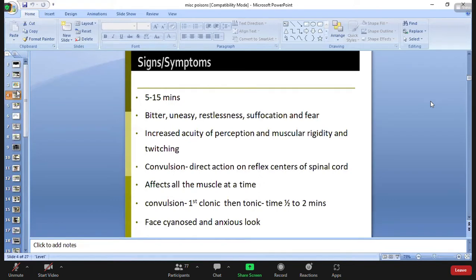There is direct action on the reflex centers of the spinal cord. Since it acts on the spinal cord, it causes convulsions that affect all the muscles at the same time. Convulsions are first clonic, then tonic, and it repeats. This whole episode lasts half to 2 minutes, and the face becomes cyanosed and has an anxious look.